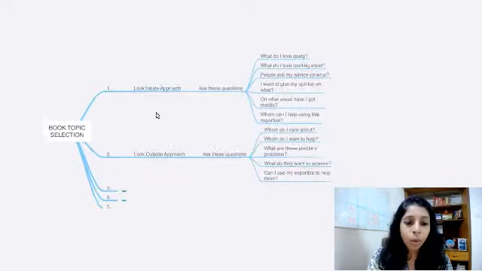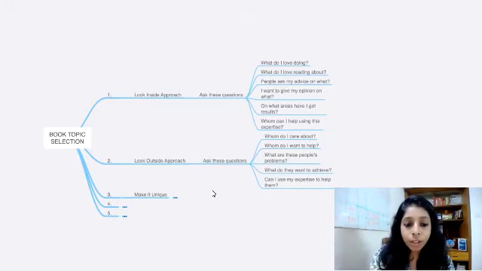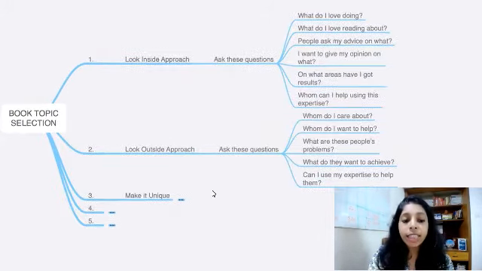All right. Now we move on to step number 3. By finishing step 2, you should have a rough idea about your book's topic. Step 3, which is about making it unique, is going to help you really make your book's topic very narrow and very precise. All right. And why is this important? Now I'll tell you about that.